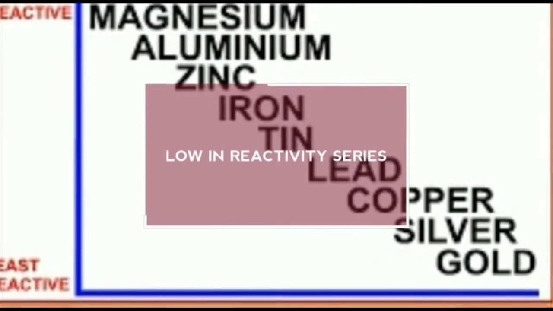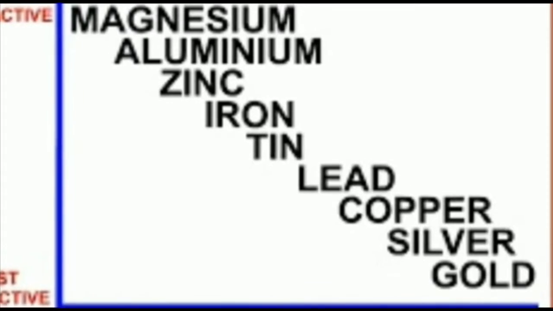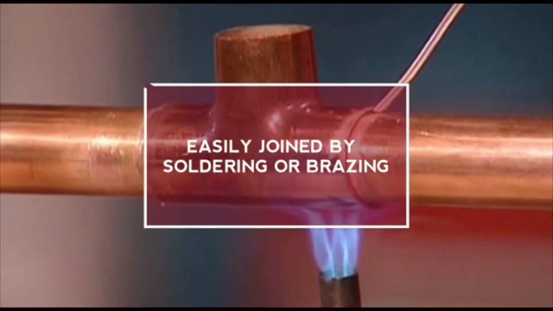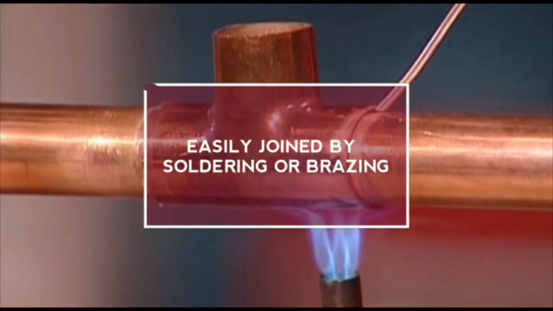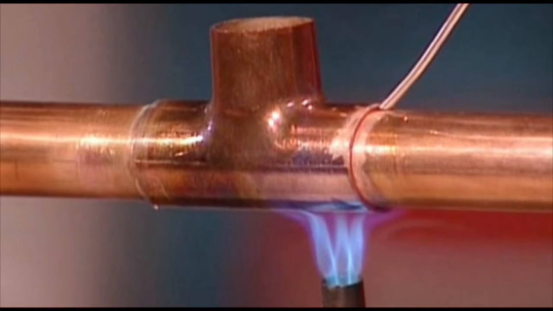Next, copper is low in the reactivity series. This means that it doesn't tend to corrode. This is important for its use in pipes, electrical cables, and radiators. Lastly, copper can be joined easily by soldering or brazing. This is useful for pipework and for making sealed copper vessels.